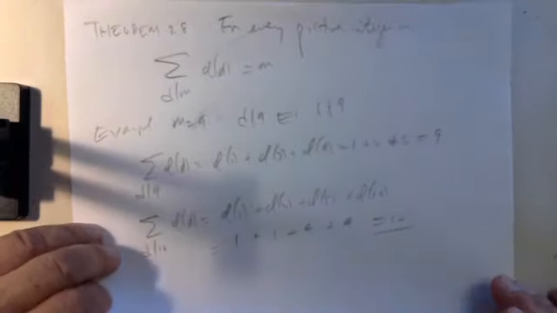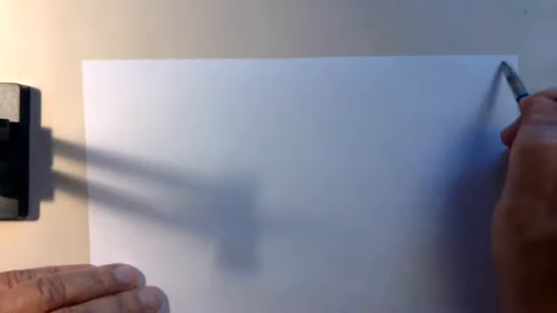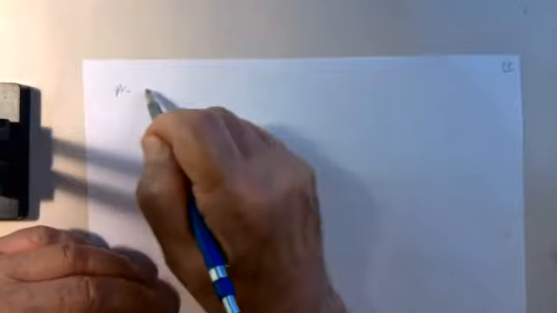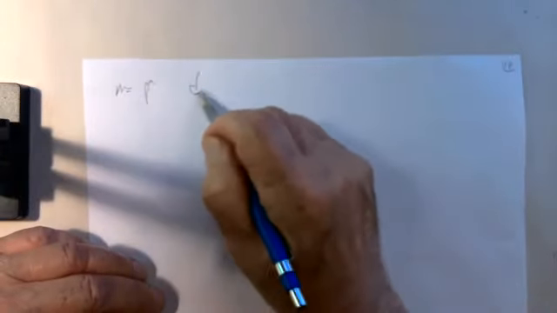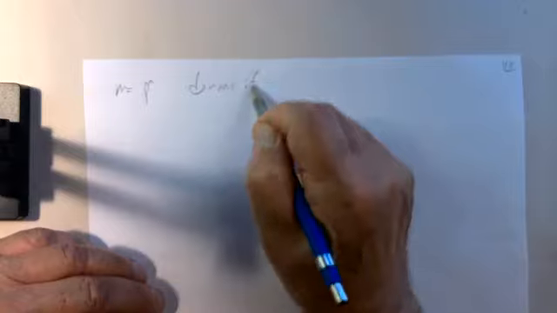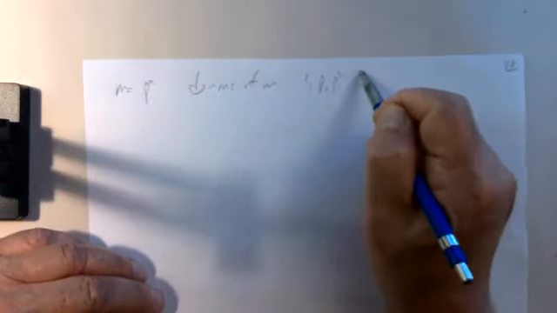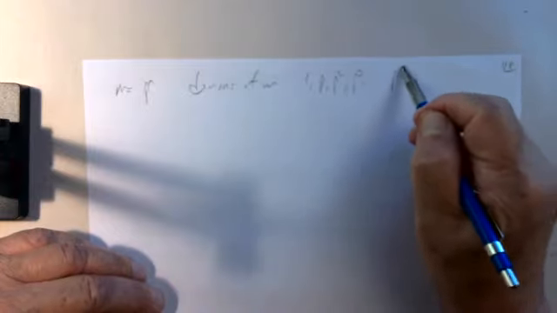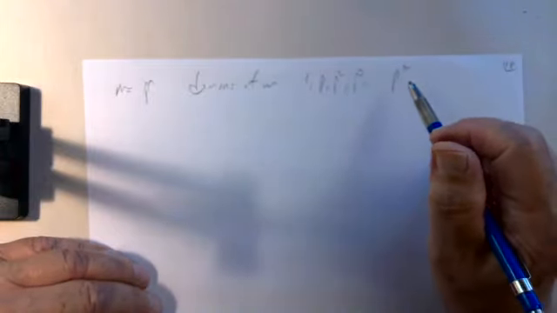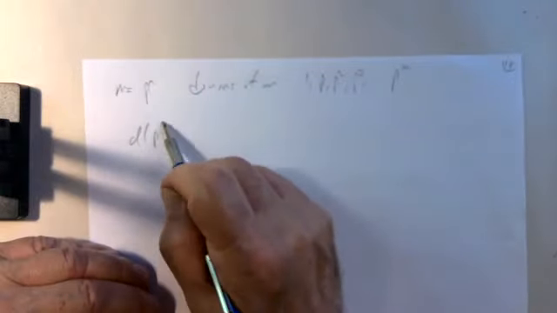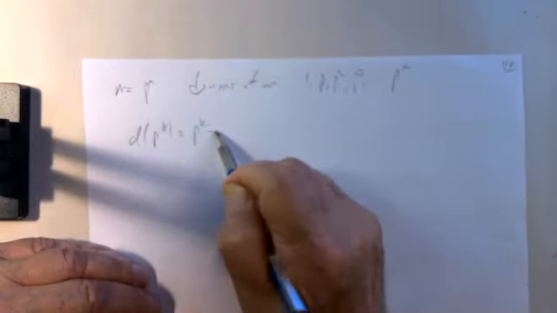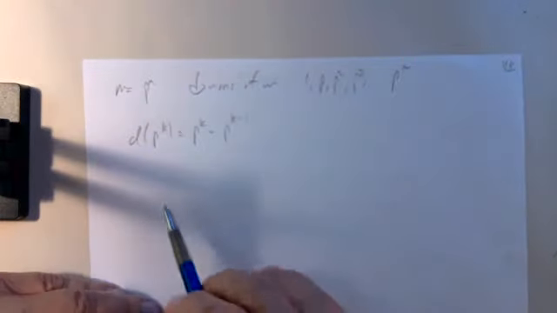Let's just look at a special case where m is a prime power. So what are the divisors of m? 1, p, p squared, p cubed, up to p to the r. What is phi of any prime power? It's p to the k minus p to the k minus 1.